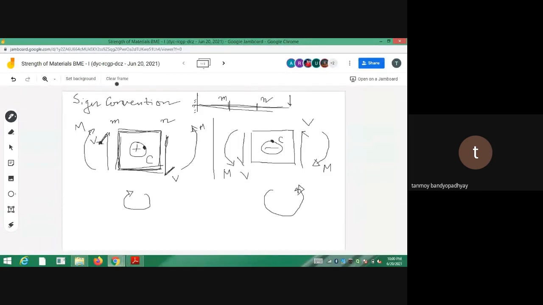And regarding the moments, I have already discussed. Initially the element was something like this. Regarding the bending moments, I have already discussed sagging bending moments and hogging bending moments. So the first one is a sagging bending moment.